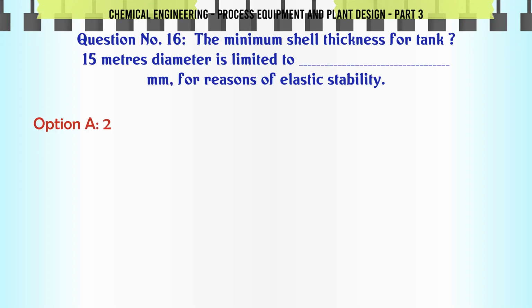The minimum shell thickness for tank 15 meters diameter is limited to mm for reasons of elastic stability. A. 2. B. 5. C. 10. D. 15. The correct answer is 5.